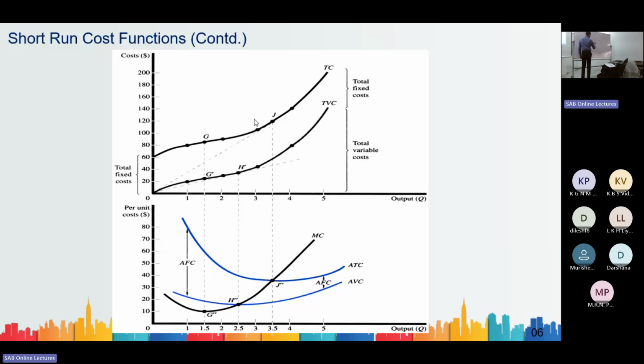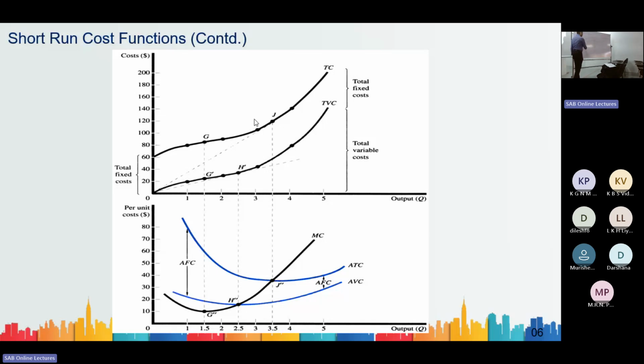Similarly, if we talk about this output level, how much is the total cost? Total fixed cost is this much, total variable cost is this much. So to this we have to add the fixed cost. Somewhere here. So the total cost is the vertical summation of total variable cost and total fixed cost. We have to vertically add total variable cost and total fixed cost together to find the total cost.